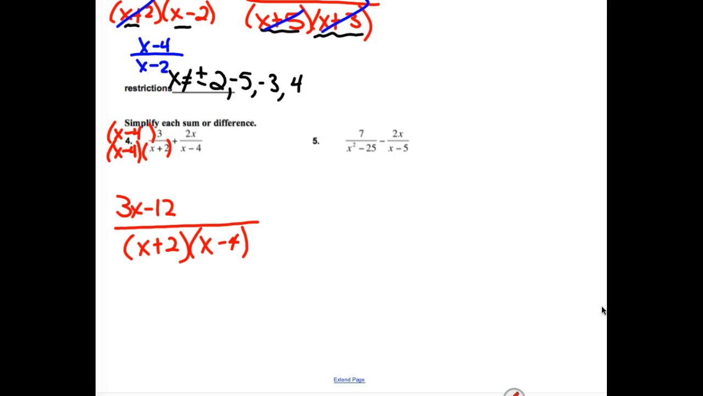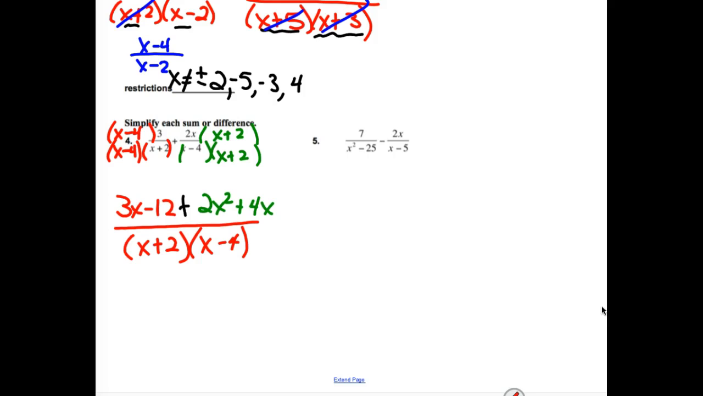Looking at the second fraction, what's missing on this one? The x plus 2. All right, distributing, I get what? 2x squared plus 4x. And it says that I'm supposed to be adding those, right? Adding those two fractions together.